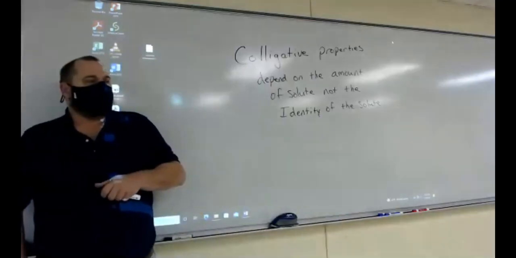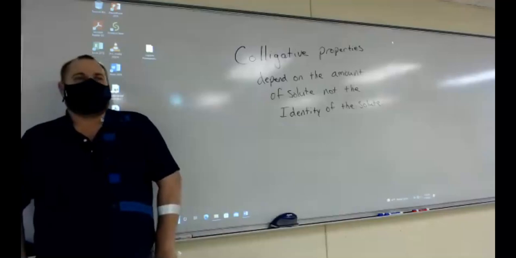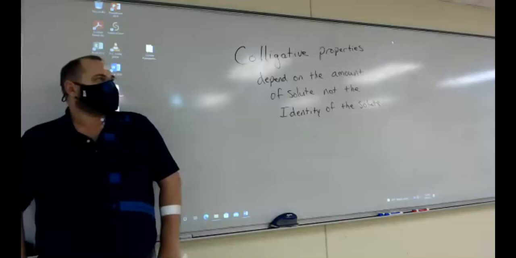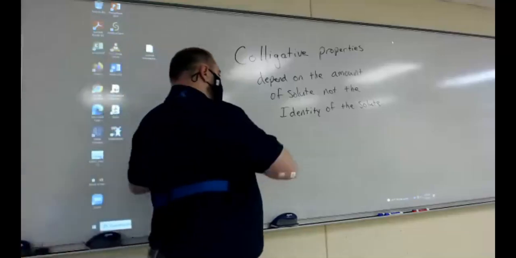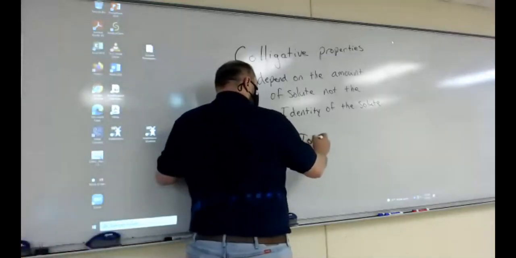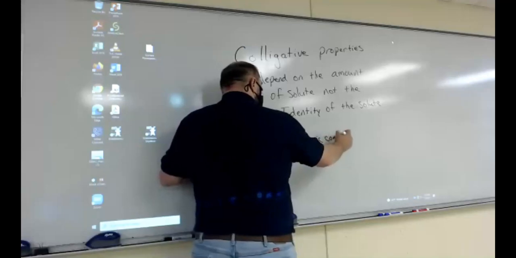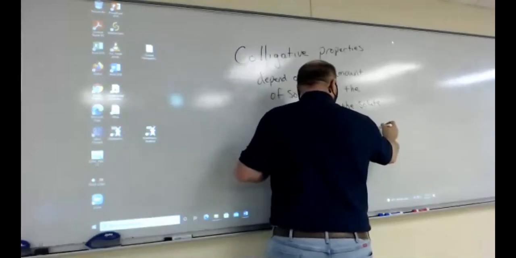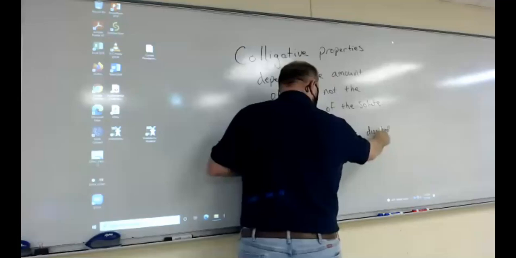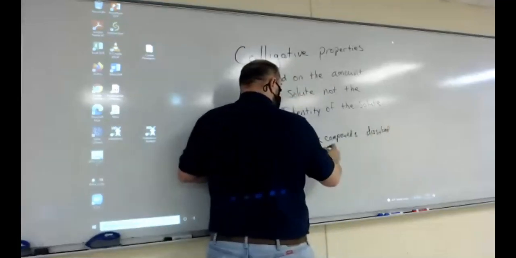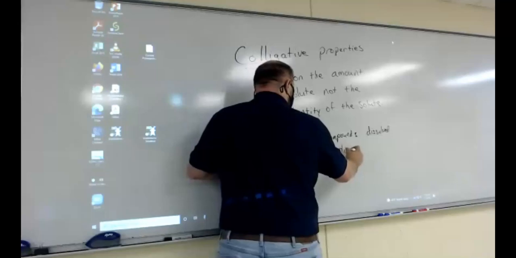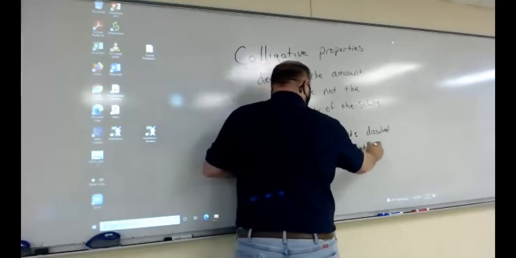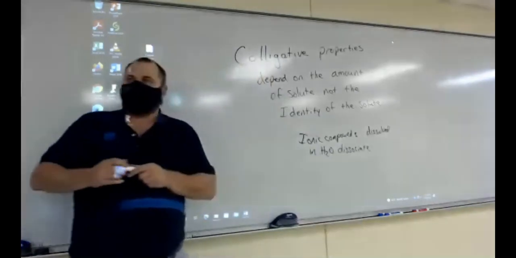Colligative properties depend on how much stuff is in solution, not on what's in solution. We need to be a little bit careful because ionic compounds dissolved in water dissociate. What does dissociate mean? Break apart. They're going to break apart into their ions.